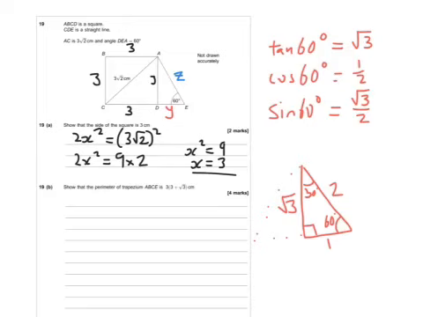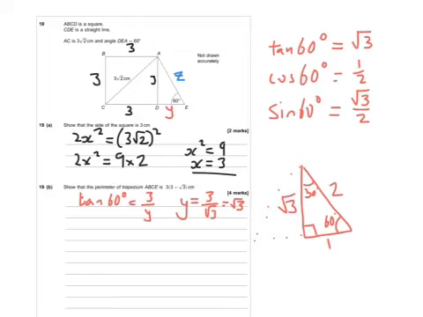So for y, we'll do tan. We've got tan of 60 equals 3 over y. And we know that tan of 60 is root 3, so when I rearrange that, y is 3 over root 3. If you want to rationalise the denominator, it's going to be, sorry, root 3, I should say.